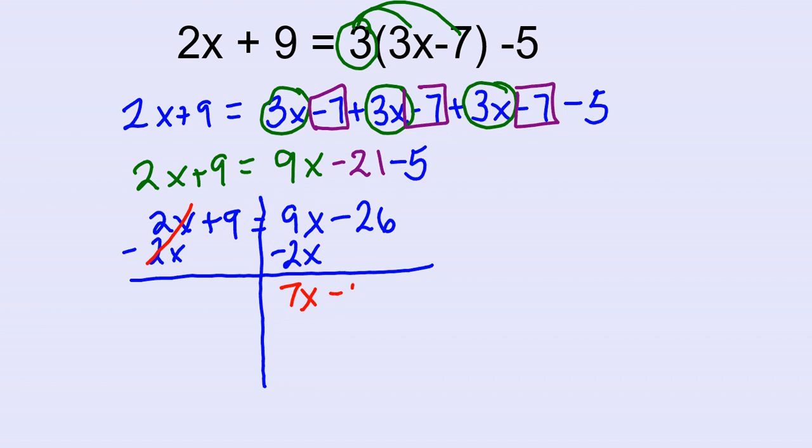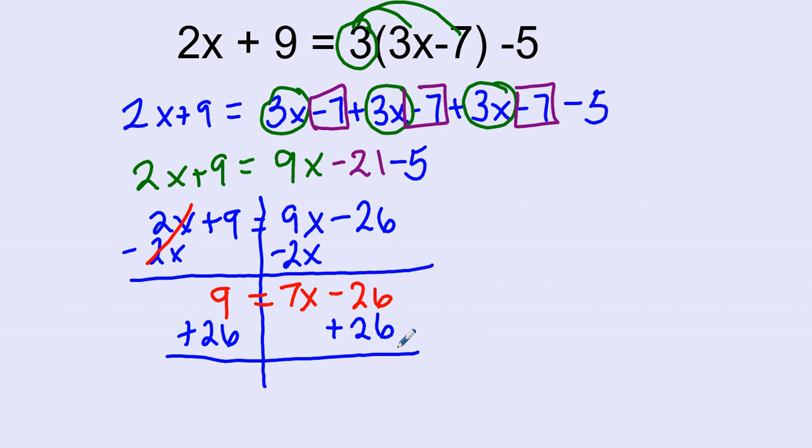So I have 7x minus 26. Now I can't do any multiplying or dividing until I get rid of all of the addition and subtraction. So I have minus 26 here. I need to get rid of that subtraction. So to get rid of a negative 26, I'm going to add a positive 26. By doing that, I eliminate the negative 26 on the right side, and I'm left with 7x equals 35.